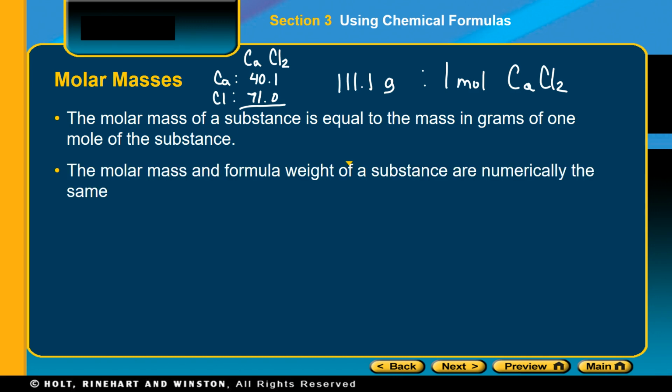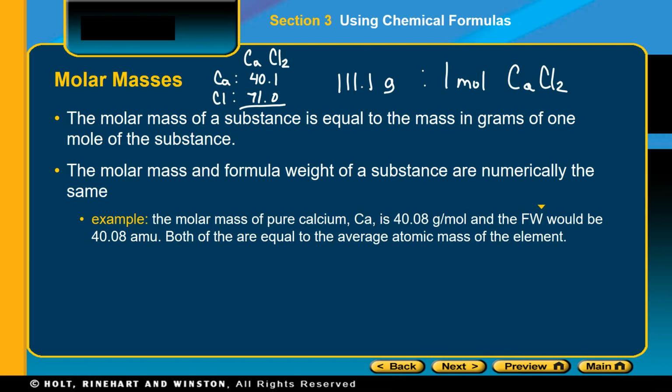All right. So the second statement, and I mentioned this earlier, you'll hear this referred to different ways. Sometimes you'll see the question asked for molar mass. Sometimes you'll see the question asked for formula weight. But the molar mass and formula weight of a substance are numerically the same. The numbers are the same amount. All right. The difference is, so if we're looking at calcium we can say it is 40.08 grams per mole.